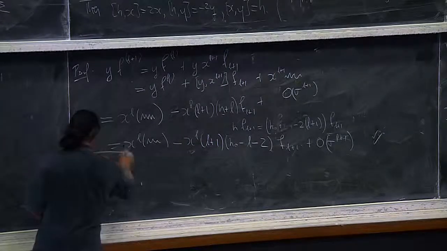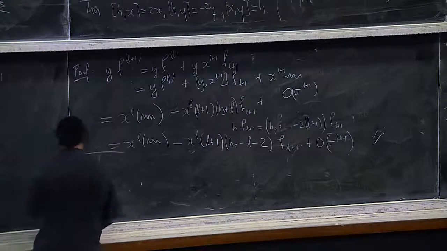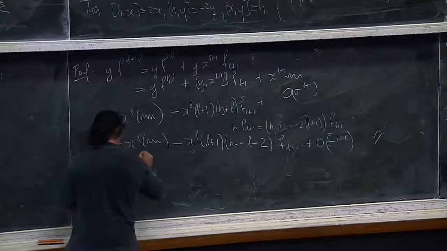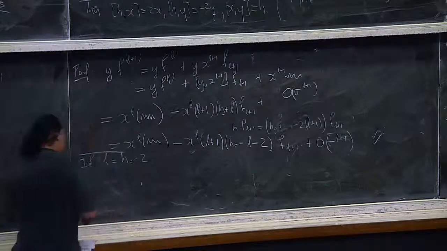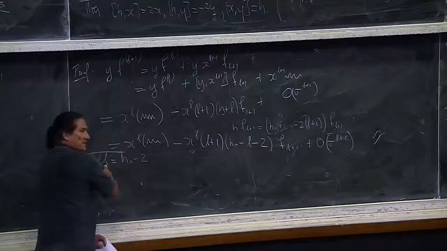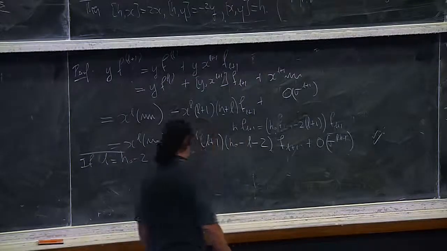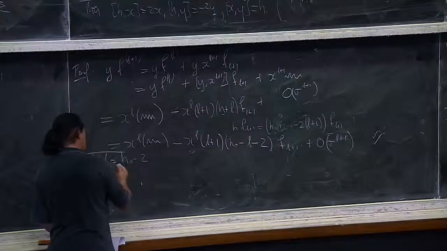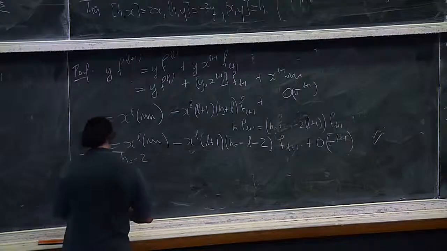So what happens if H naught is equal to L minus 2, or, sorry, if L equals H naught minus 2? By the way, when can this happen? This requires some restrictions on the weight. L is some positive integer. If the weight is pi on 2 or something like that, this is never going to be 0. So for generic weights, you can just solve it. For some weights, you can go wrong.